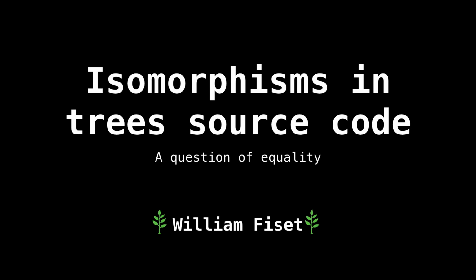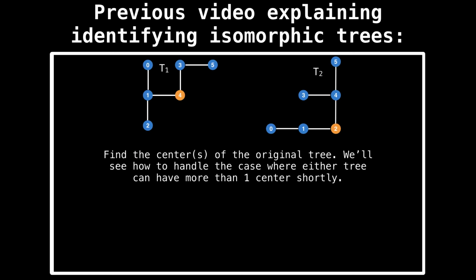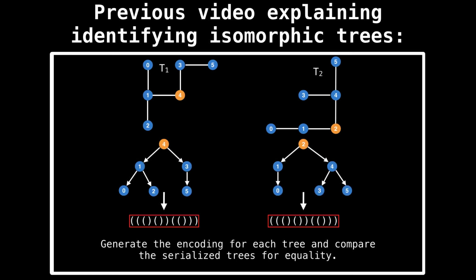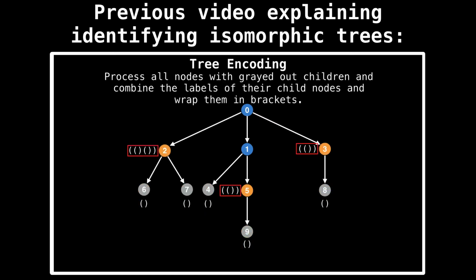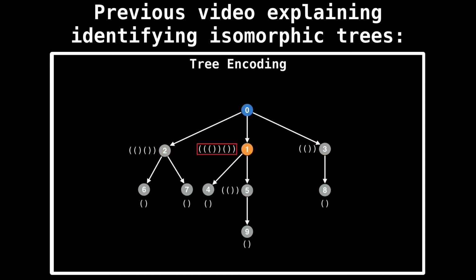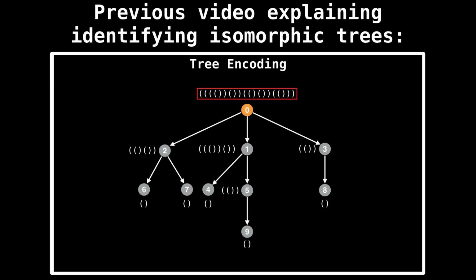Today we're going to take a look at some source code for identifying isomorphic trees, which will also include the source code for rooting a tree and finding the center of a tree. In the previous video, we talked about identifying isomorphic trees by first serializing the tree into a string and then using that as a means for equality. Today we will be looking at the same approach in detail, so make sure you give the previous video a watch if you haven't done so. There should be a link in the description below.